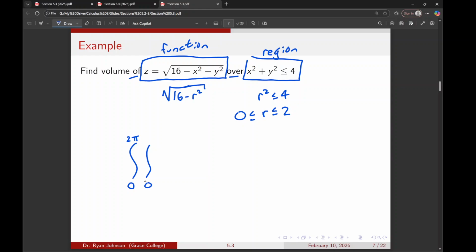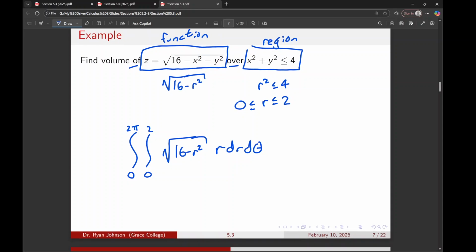Whereas r is from 0 to 2, and then my function is square root of 16 minus r squared, and then I get an r dr d theta. On the homework and on some of the exam questions for this unit, actually there's no unit exam here, this will show up in the final. If you convert to polar and you forget the r, it becomes an impossible integral. But if you convert to polar and remember the r, it becomes simple u substitution. This is very common in the homework problems and on 1 or 2 problems on the final exam. So don't forget the r.